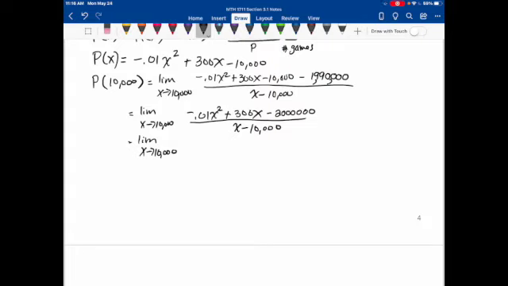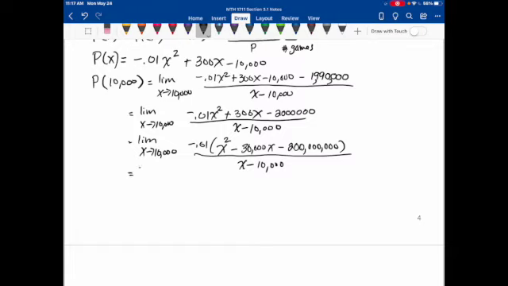I'm going to first pull out that negative 0.01 to make it a little bit easier. So I'm going to be left with x squared minus 30,000x minus, that would be 200 million, if I counted my zeros correctly. And that's all over x minus 10,000.